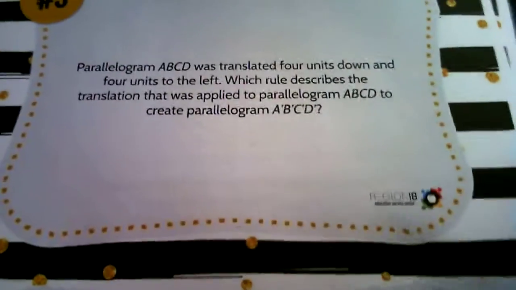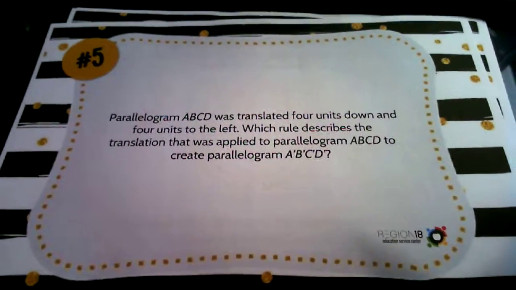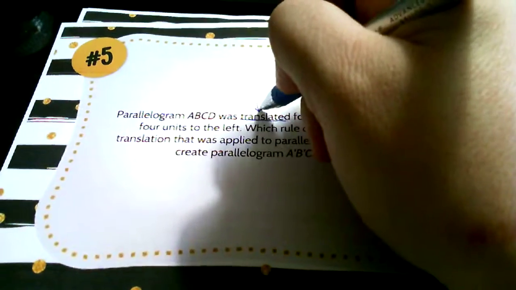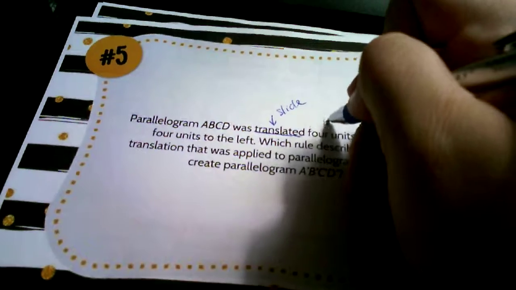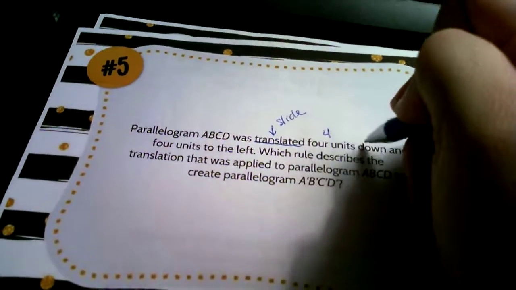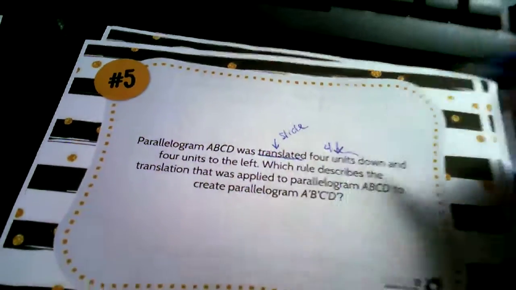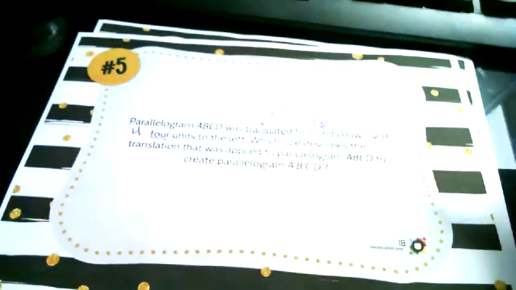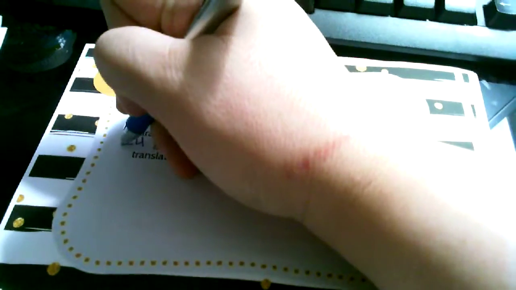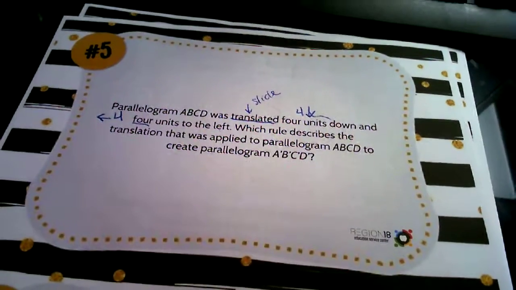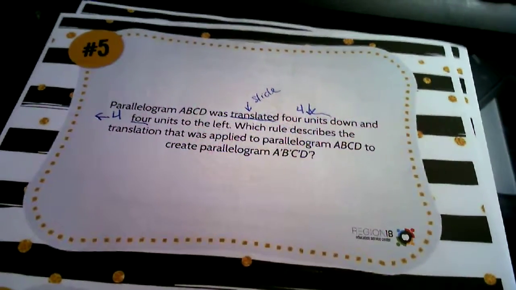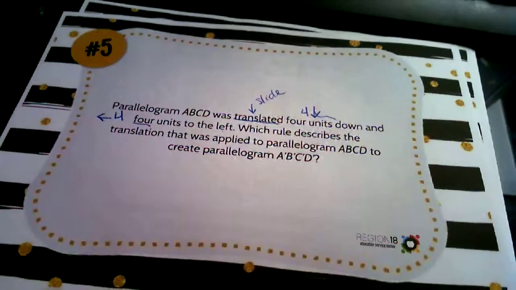Number 5. Parallelogram ABCD was translated. Translated means we slide the object 4 units. I'm going to write the number 4 here to remind us of the units, and I'm going to put my arrow for down. 4 units down, and 4 units to the left. Left means this direction. Which rule describes the translation that was applied to parallelogram ABCD to create the new parallelogram A prime, B prime, C prime, D prime?